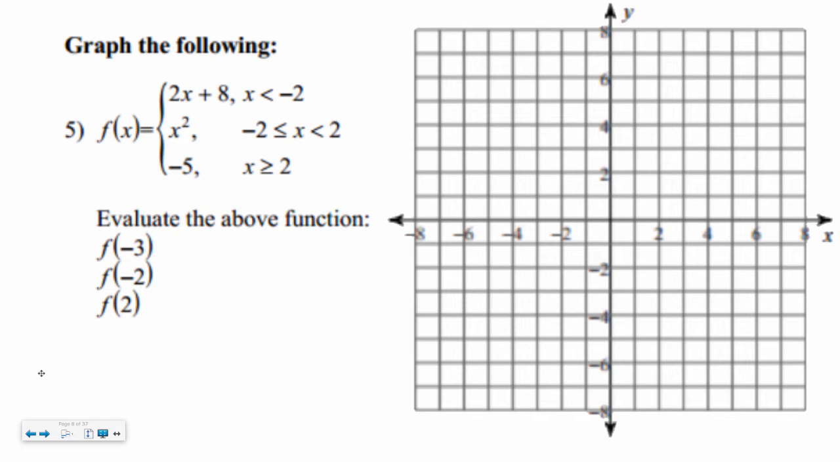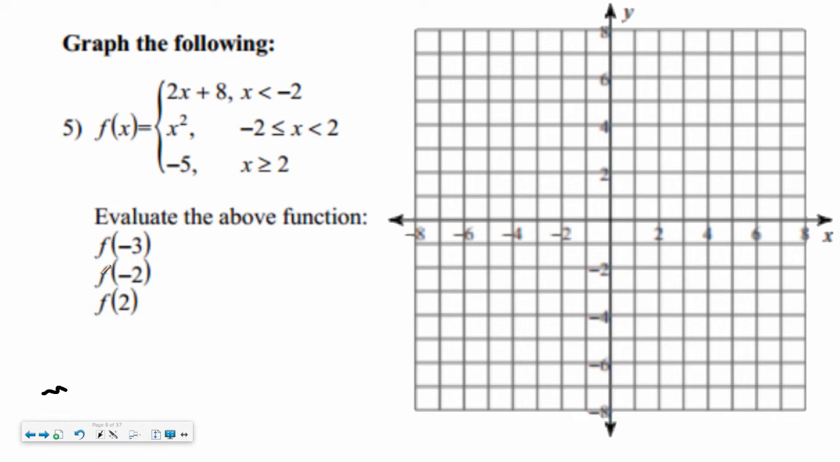Okay, so this first question, graphing a piecewise function. Okay, so we're basically drawing three functions, but only across certain domain values. So for example, this guy right here, x squared, you would agree sort of looks like this. But we're not interested in all of that. We only want it from -2 to 2. So we would want to slice it off from here to here.